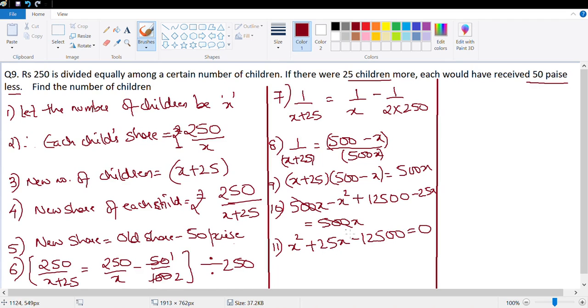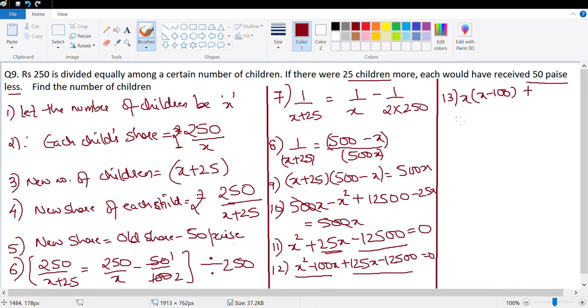to 0. Now I need to find factors of negative 12500, the sum of which is 25. So this is 125 into 100. Yes, that's correct. So we will break up 25 as x square minus 100x plus 125x minus 12500 is equal to 0. So I have split 25 into negative 100 plus 125. Grouping it the way I have underlined, we get x times x minus 100 plus 125 times x minus 100 is equal to 0. x minus 100 is common in both these elements. So we get x minus 100 times x plus 125 is equal to 0.